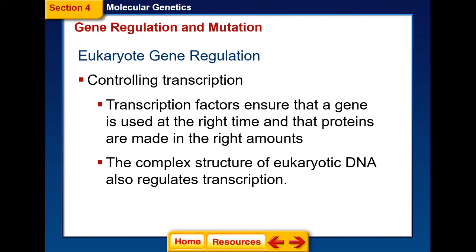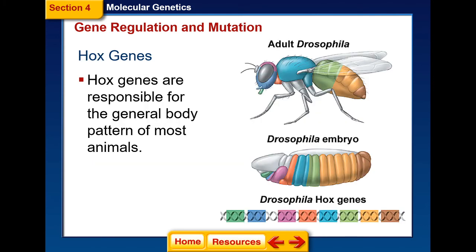Eukaryote gene regulation, controlling transcription. Transcription factors ensure that a gene is used at the right time and that proteins are made in the right amounts. The complex structure of eukaryotic DNA also regulates transcription. Hox genes. They are responsible for the general body pattern of most animals. You can see how the different colors are responsible for different body patterns.